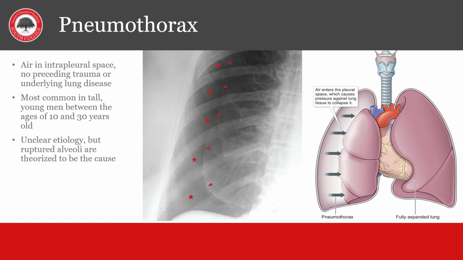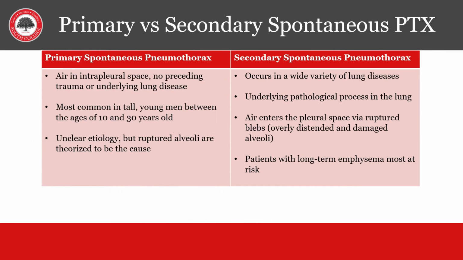Pneumothorax again is air in the pleural space between the parietal and visceral pleura. It occurs in patients with Marfan syndrome, for example. It can come from trauma as well. In primary spontaneous pneumothorax, there is no trauma. It occurs in men with Marfan syndrome or just tall young men. Secondary is from underlying lung disease, like patients with emphysema.